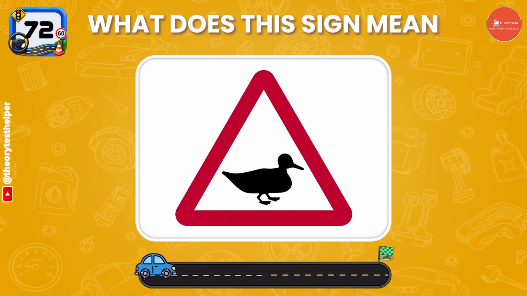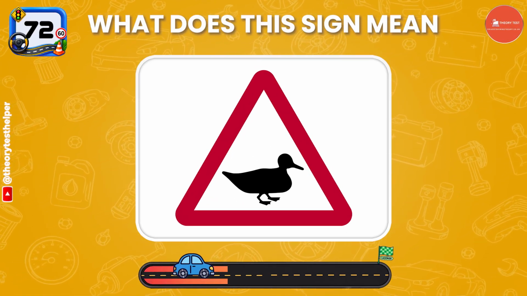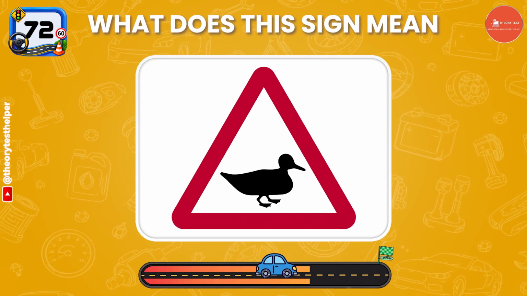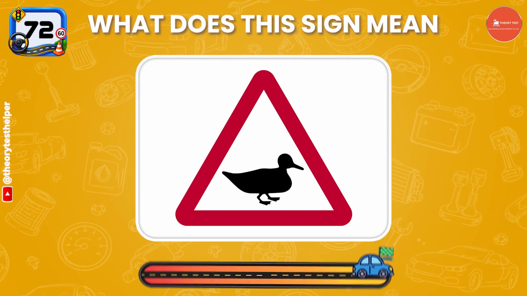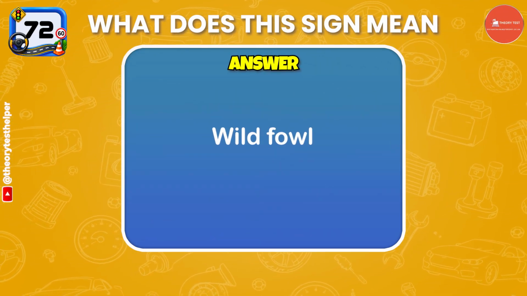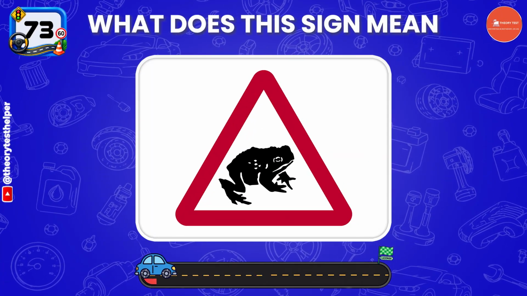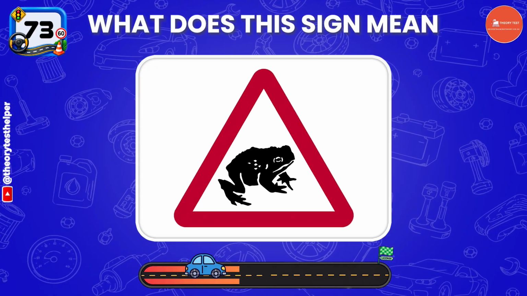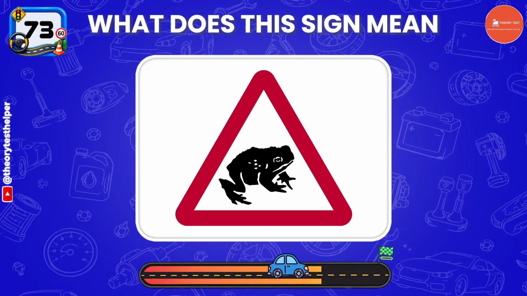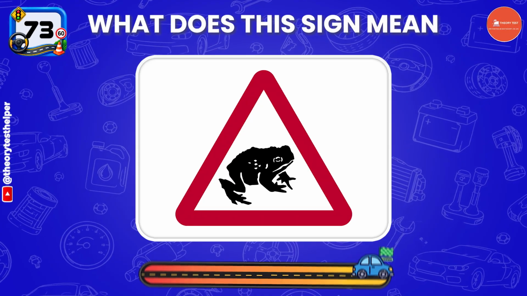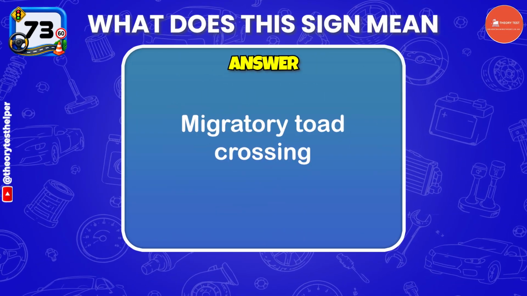What birds might be on the road ahead? Wild fowl. What seasonal amphibian crossing takes place here? Migratory toad crossing.